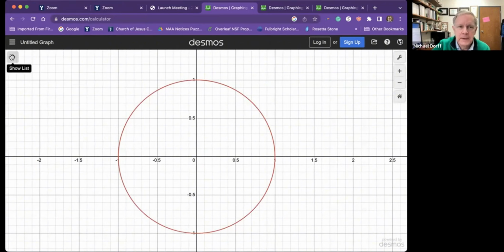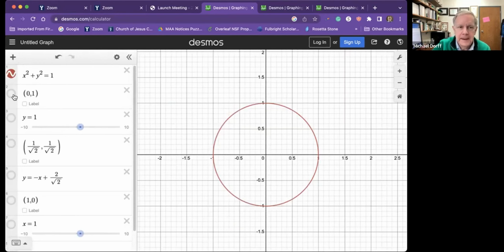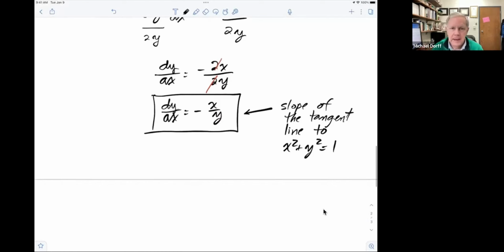Now, I want to take a point on this circle. So let's take this point (0, 1). That's right here at the very top of the circle. What would be the derivative? What would be the slope of the tangent line? Well, remember that if I go back to my original work, we had dy/dx, or the slope, equals negative x over y.